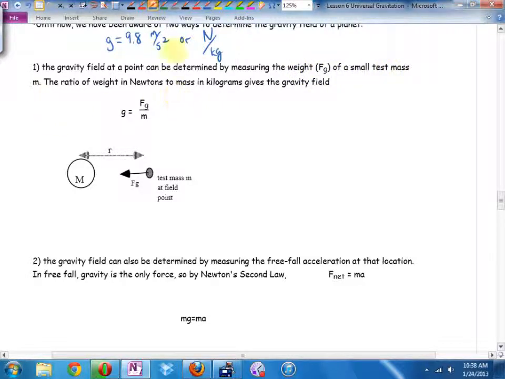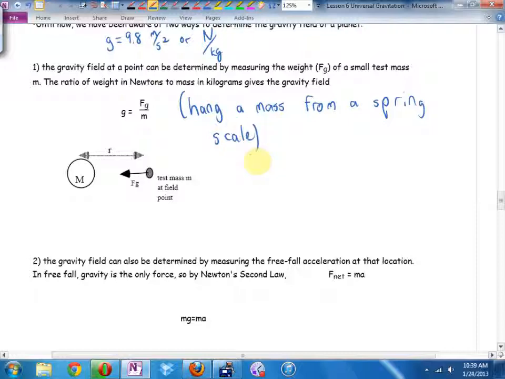Hang a mass, or drop something in free fall. There's a problem with both of these methods. The problem with both of these methods is you have to be on the planet to calculate its g. If I wanted to drop something in free fall on Mars, I have to be on Mars. Or if I want to hang a mass from a scale on Mars, I have to be on Mars.